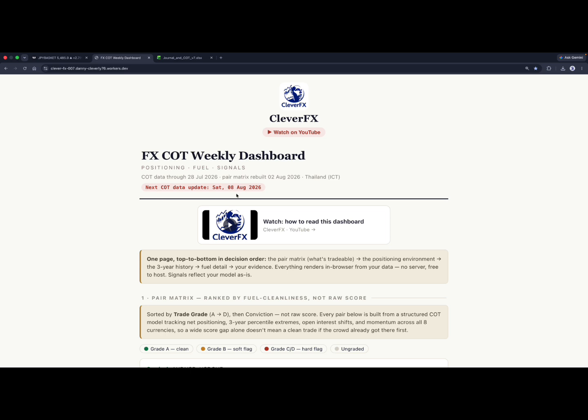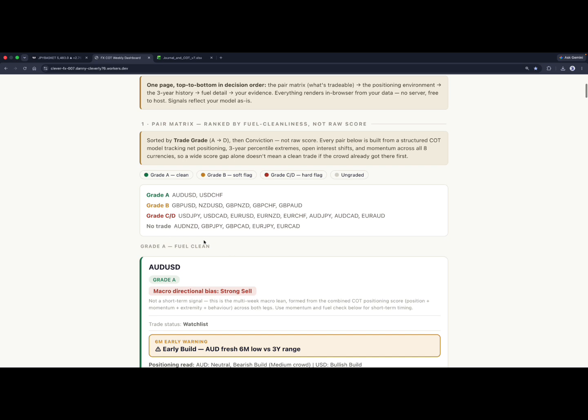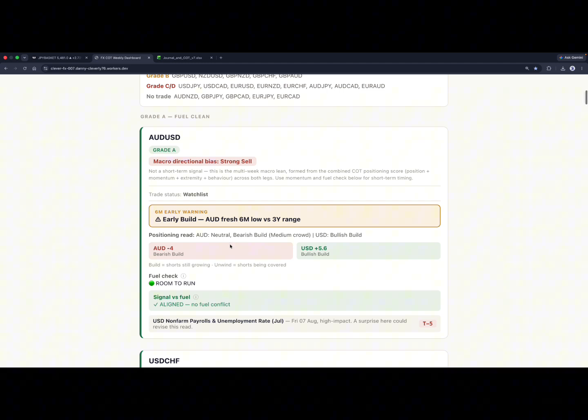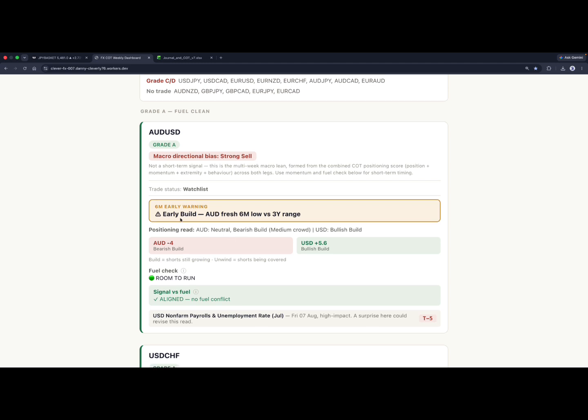So the next release at the time of this recording is going to be the 8th of August. It says Saturday because usually I do this at the weekend, ready for the next trading week. So at the moment, as it stands, this is the latest information that's available. Okay, so then we get a 6-month early warning. It's letting us know that Aussie dollar in a 6-month window is reaching a 6-month low versus a 3-year range. I'll talk more about that at the bottom because there's a chart that explains it in a little bit better detail.